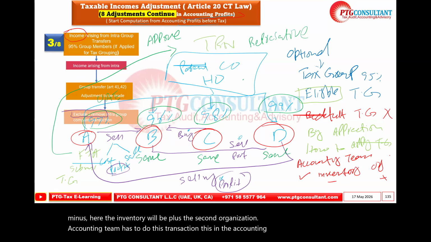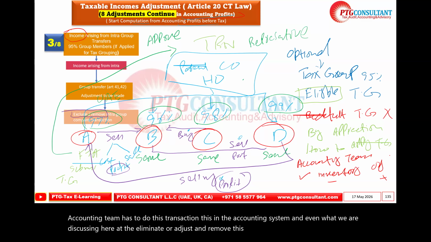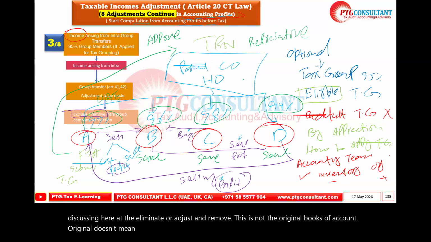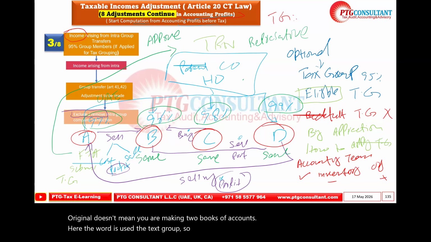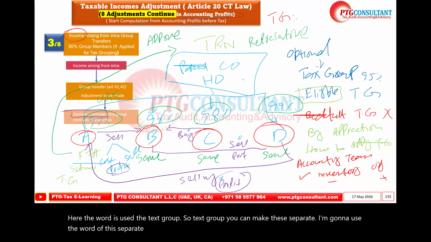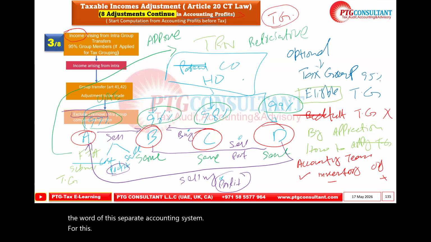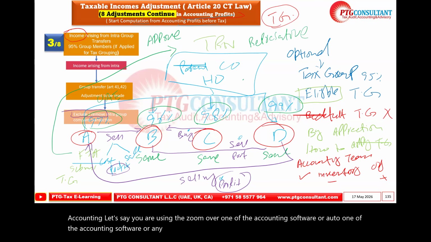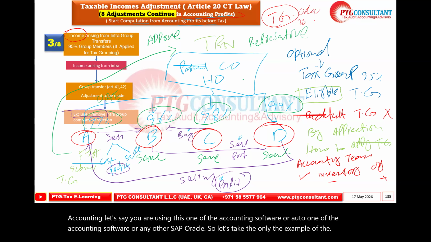And even what we are discussing here as eliminate, adjust and remove, this is not in the original books of accounts. It doesn't mean you are making two books of accounts. Here the word used is the tax group. For the tax group, you can make a separate accounting system. Let's say you are using Zoho, one of the accounting software, or Odoo, or any other such as SAP or Oracle.